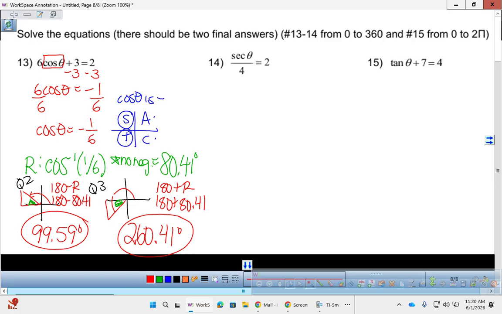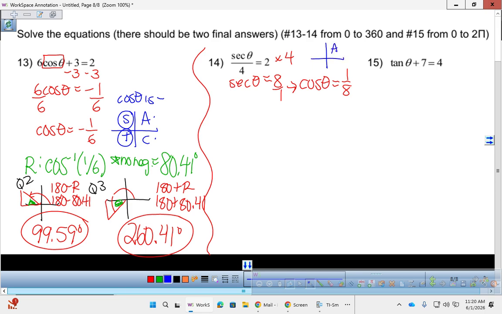Now, what's different about the second one is it's a reciprocal function. So the first thing I would do would be to get rid of this. And then what I need to do is change this. What does secant go with? Cosine. So I'm going to change this to cosine, and I'm going to flip it. So if secant theta is 8 over 1, then cosine of theta is 1 over 8. Cosine is positive 1 over 8.